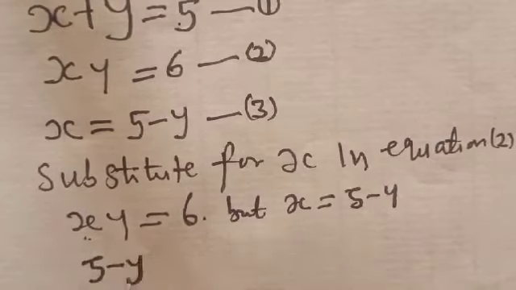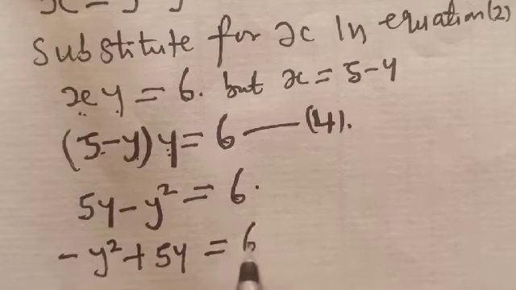Now let's open the bracket. 5 times y, we have 5y minus y times y, y squared, is equal to 6. This is tending to a quadratic equation right now. Then let's say minus y squared plus 5y is equal to 6.